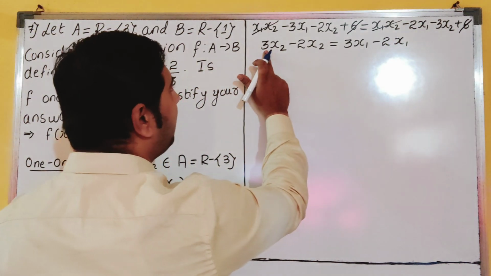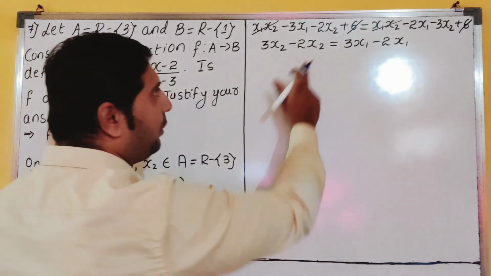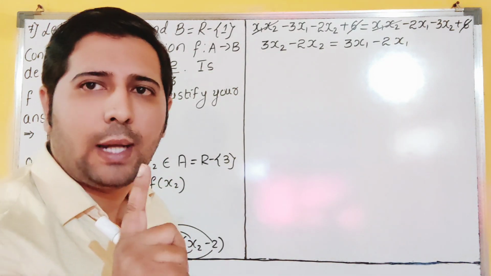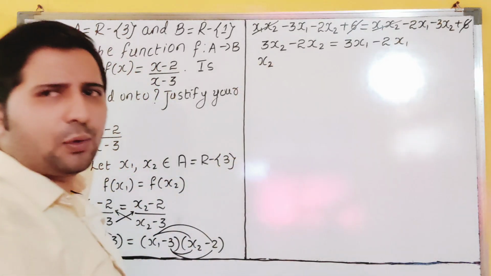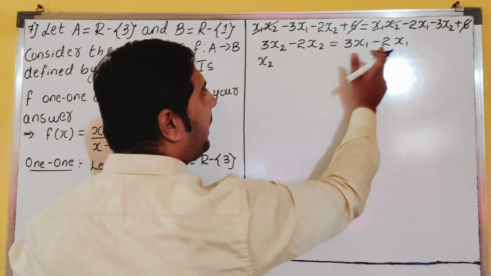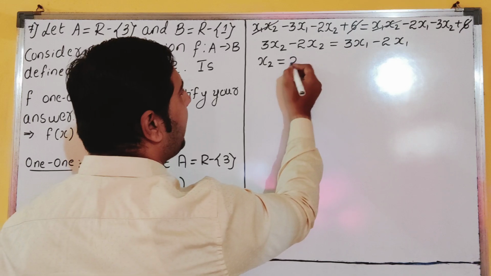Now 3x2 minus 2x2. 3 minus 2 is how much? 1, no? So we get 1 x2, and 1 I will not write; 1 into x2 is x2 only. Everyone knows that. 3x1 minus 2x1 is x1, dear students.